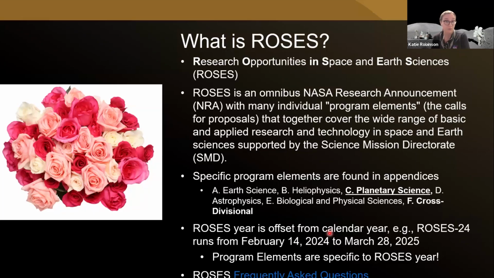So for example, ROSES 24 runs from February 14th, 2024 to March 28th, 2025. There's deliberately a little bit of overlap between ROSES years. So ROSES 24 and ROSES 25 do overlap slightly. And this is to make sure we don't lose any proposals in that in-between period. And I have a link to the ROSES frequently asked questions if you want to know more about that.